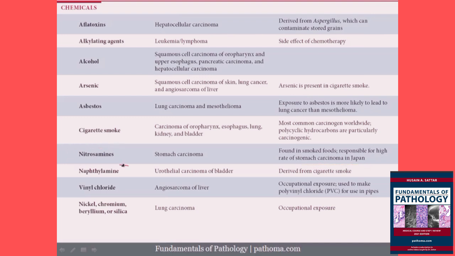Naphthylamine is associated with urothelial carcinoma of the bladder, and it's also a derivative of cigarette smoke. So again, the same concept here: cigarette smoke contains multiple carcinogenic agents, not each of which, but the key ones you should be familiar with. Polycyclic hydrocarbons are particularly carcinogenic, arsenic creates squamous cell carcinoma of the lung, and then naphthylamines are related to urothelial carcinoma of the bladder.